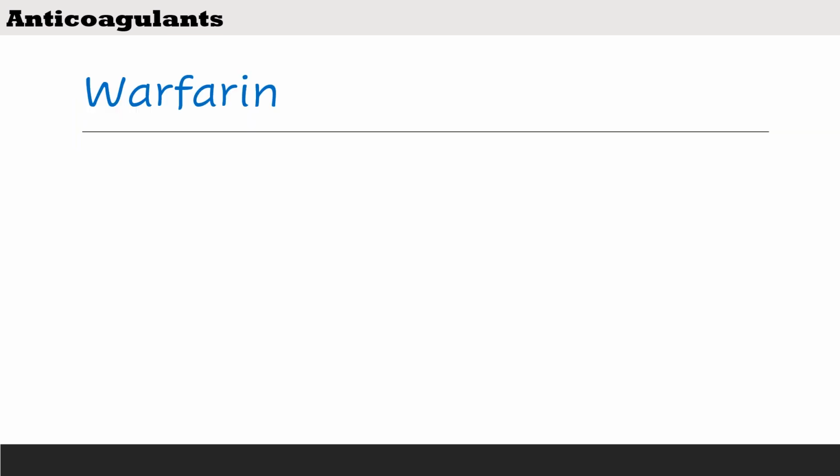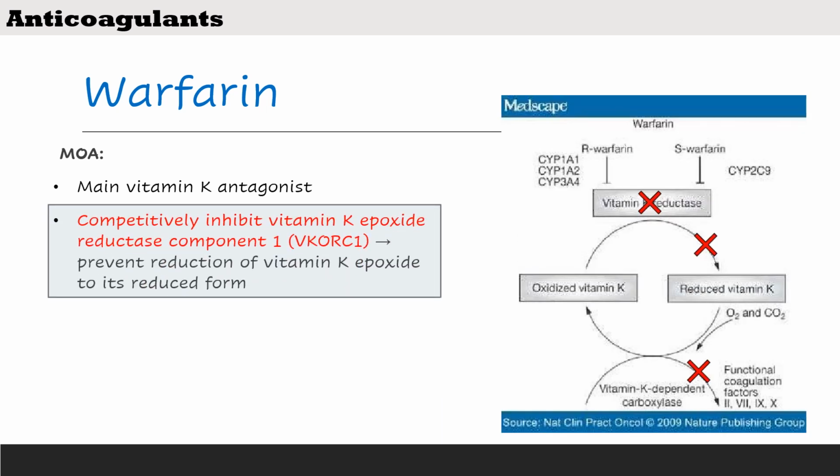The next class is warfarin, and warfarin acts by inhibiting vitamin K, so it's known as a vitamin K antagonist. But if you specifically want to explain the mechanism of action, it competitively inhibits the vitamin K epoxide reductase component, so it prevents the reduction of vitamin K epoxide to its reduced form. So this basically antagonizes vitamin K.